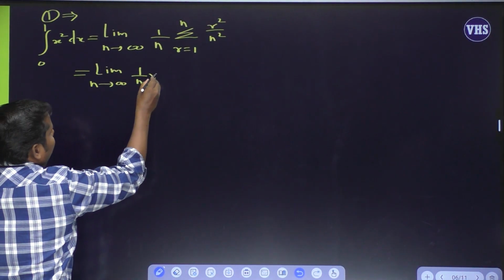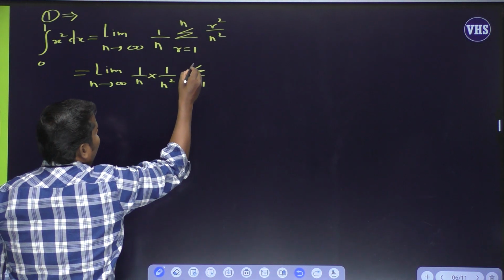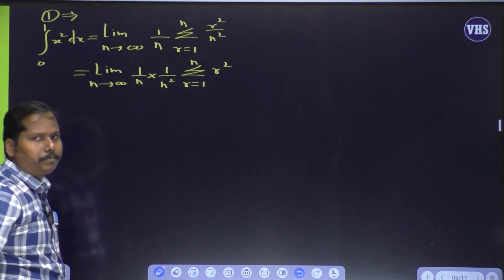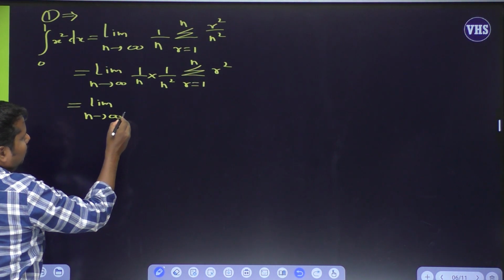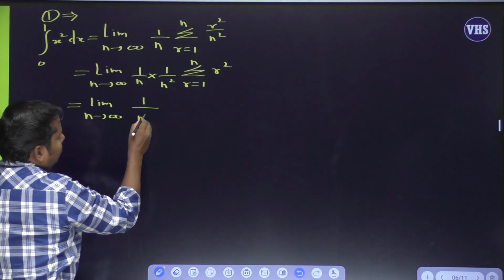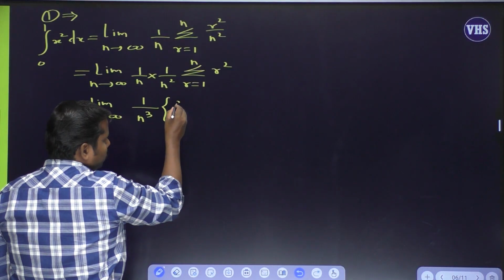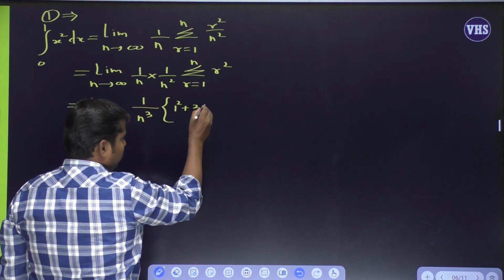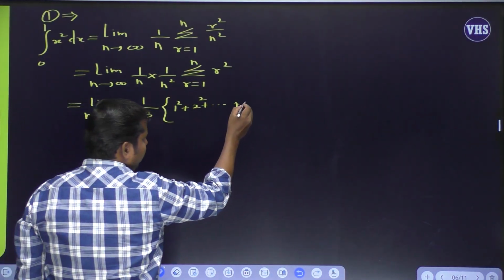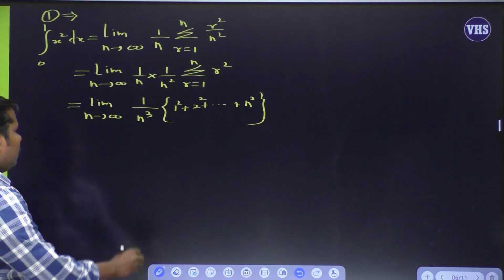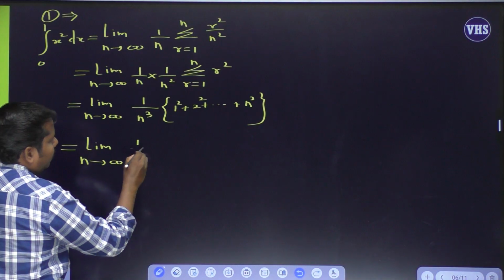Already 1 by n is there, and this 1 by n squared will come up as 1 by n cubed. Summation ranges over r from 1 to n of r squared. You just expand this summation: give r equal to 1, you get 1 squared, then r equal to 2 gives 2 squared, plus so on. What is the last value of r? n. So you get n squared. And this gives us limit n tending to infinity 1 by n cube.